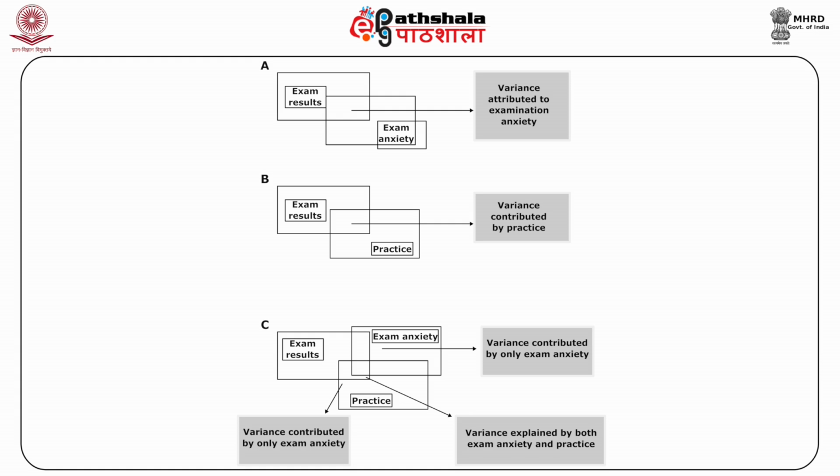But there is a third area that has been marked out here, which is the variance explained by both exam anxiety and practice. This area now poses a problem to the researcher when they may be interested only in the relationship among exam results and practice or exam results and exam anxiety. The partial correlation tries to take care of this dilemma or problem of the researchers.